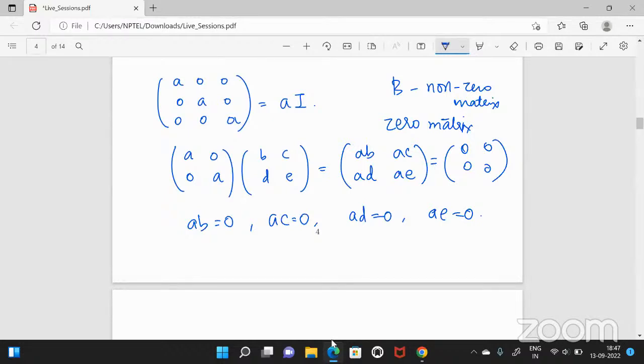A or B can be zero. A or C can be zero. Either one of them is zero. A is 0 or B is 0. Similarly, here A is 0 or C is 0, A is 0 or D is 0, A is 0 or E is 0.